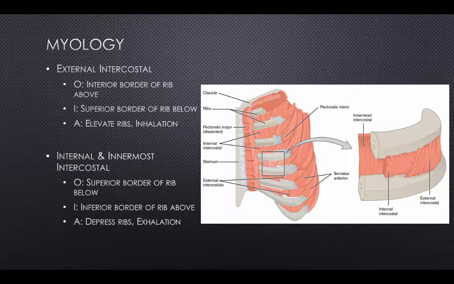The external intercostal muscles are responsible for forced and quiet inhalation. They raise the ribs and expand the chest cavity. They originate on the inferior border of the rib above and insert onto the superior border of the rib below. The internal intercostal muscles are responsible for forced exhalation. They originate off of the superior border of the rib below and insert onto the inferior border of the rib above.